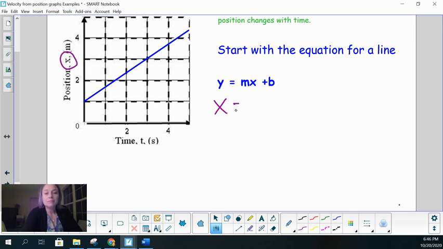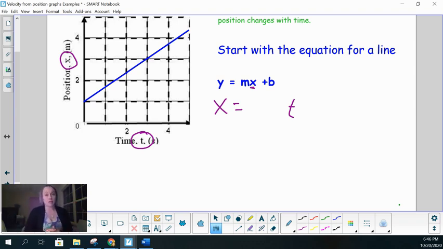The next thing that we're going to do is identify what's on our x-axis, which is this right here, and that is going to be our time. So we're going to use t. Now we're going to have an equation, and notice I'm leaving a space for our slope, which is our m. I put in my t, which is located on my x-axis. Now I have my variables in my equation, position and time, or x and t.